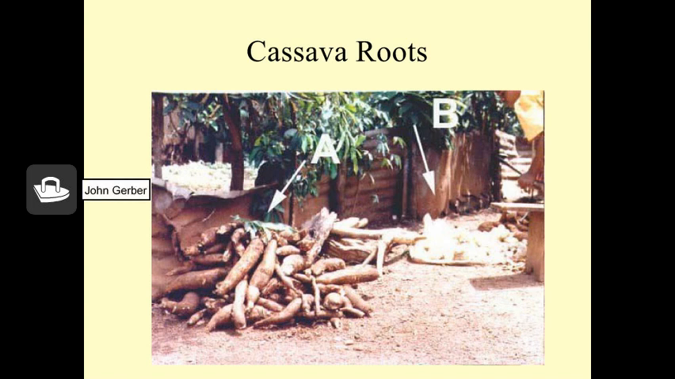Another well-used storage root is cassava. You can see these really large cassava roots. They need to be peeled before they're eaten because there's a toxin in the epidermis, but it's a huge storage root.